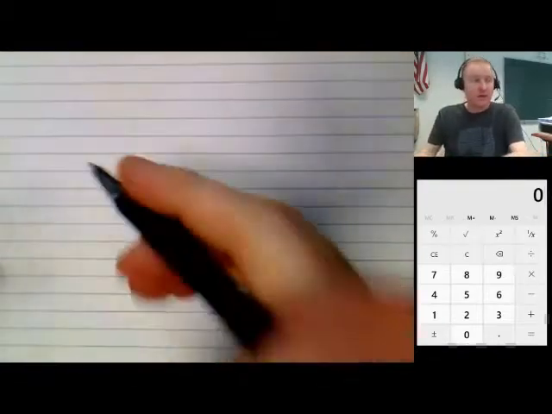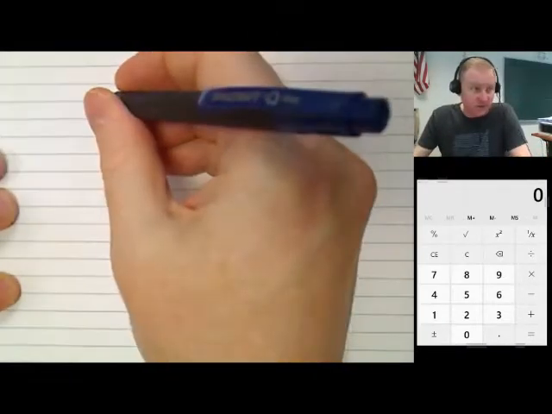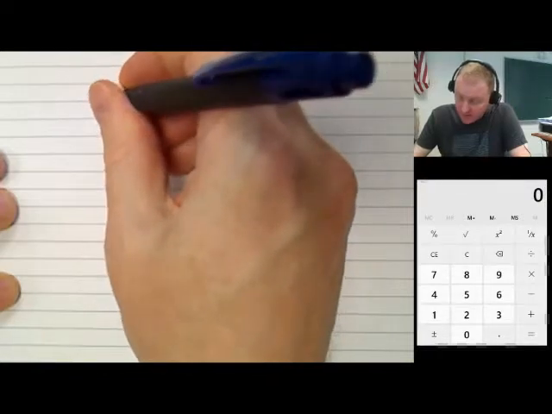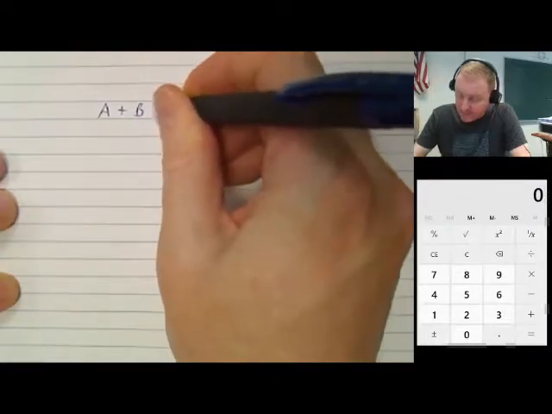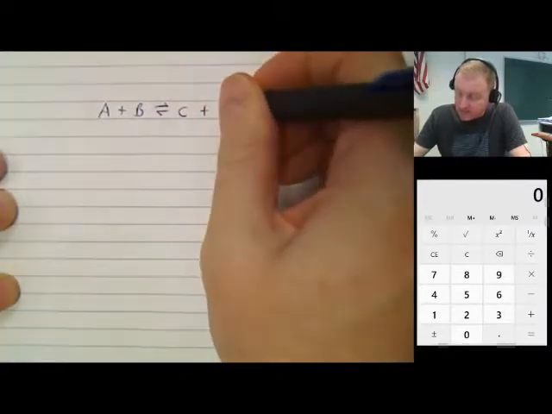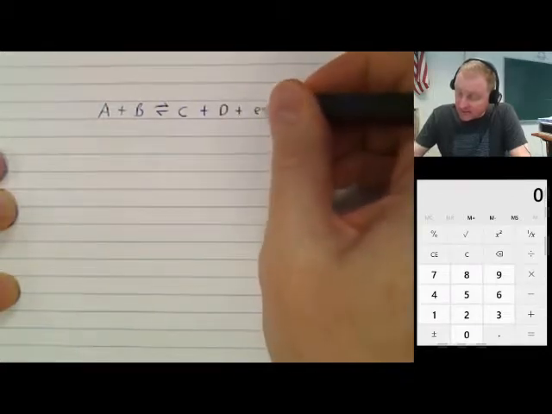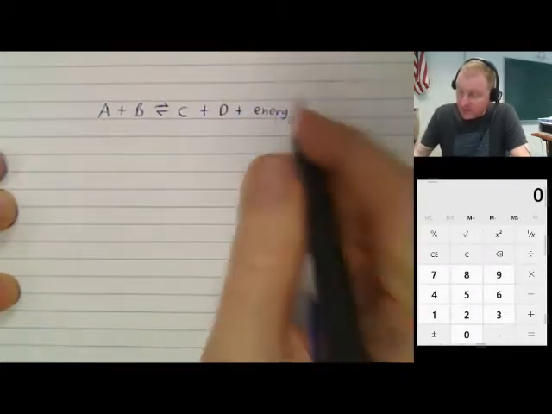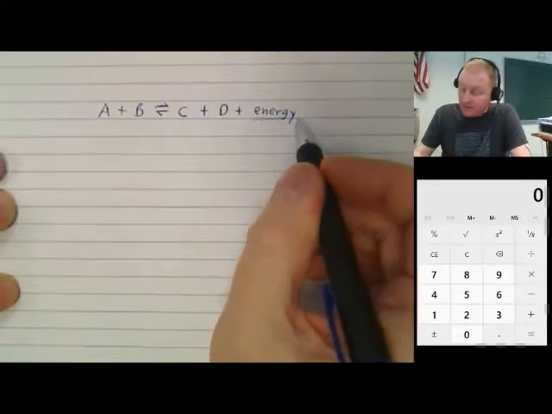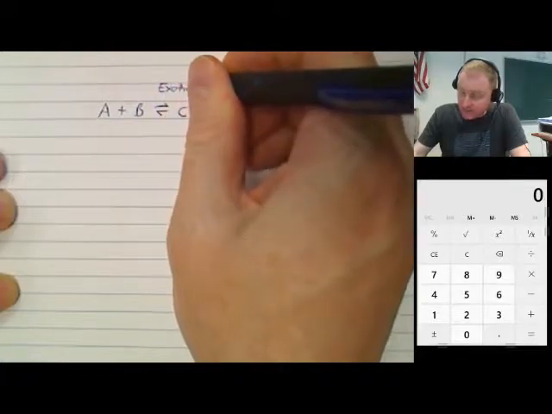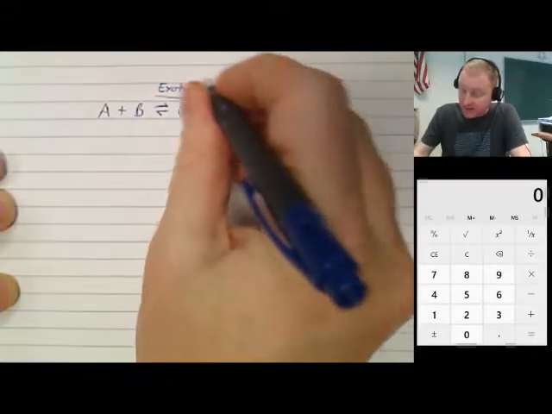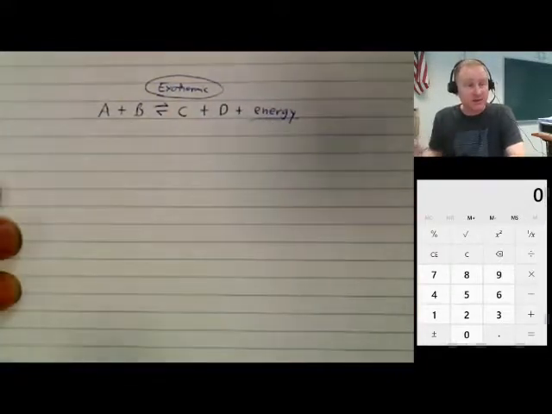So let's talk about this more in terms of shifting things. If we take a look at a reaction, let's just do a real simple reaction here. We'll say A plus B is in dynamic equilibrium with C plus D plus energy. Because I wrote energy as a product, this would be an example of an exothermic reaction. This is exothermic because energy is a product. It's releasing energy in this.